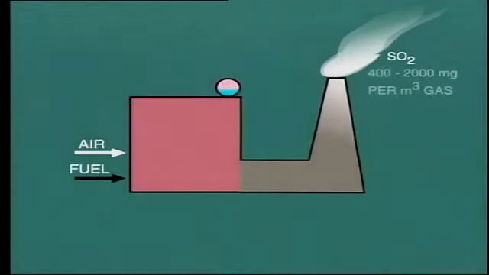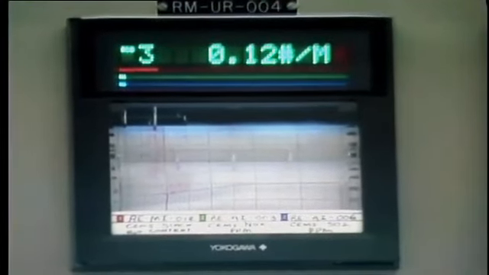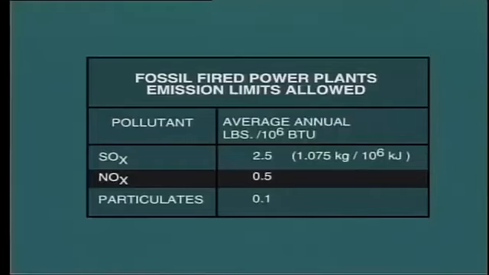Other units of measurement may be used for flue gas pollutants. For example, in Europe, SO2 limits are set between 400 and 2,000 milligrams of SO2 for each cubic meter of flue gas. This is based on excess oxygen of 6% in flue gas. In operating the power plant, we find that SOx and NOx are usually measured in terms of ppm, that is, parts per million in the flue gas. For example, the NOx limit of 0.5 pounds per million BTU would be in the order of 175 ppm, depending on the precise amount of excess air being used.